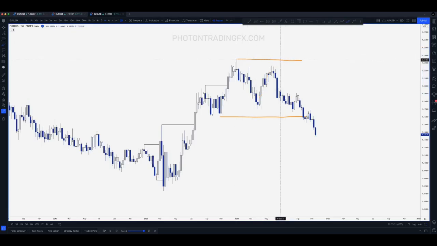Because remember, we need to see a break of structure. We need to see the high up here, the swing high. Price needs to break and close above it for there to be a higher high. And the higher low is only confirmed once we have the higher high, okay? So at this point, when price comes down here and starts to move up, yes, we can anticipate that potentially this is the higher low.